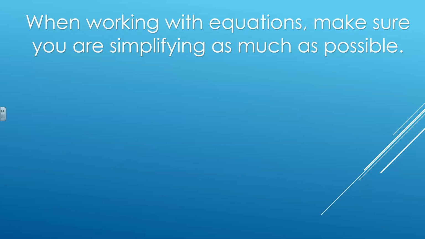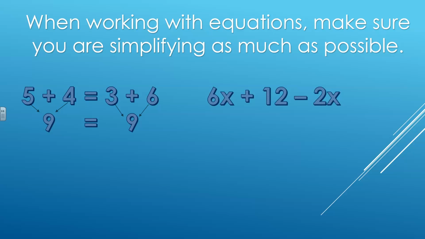When working with equations, we are again trying to simplify them as much as possible. So we have 5 plus 4 and 3 plus 6. I can simplify both of those numbers down to get 9 and set those equal to each other. So that's just an example of a numerical equation. Then we have 6x plus 12 minus 2x. We can set that equal to 16.